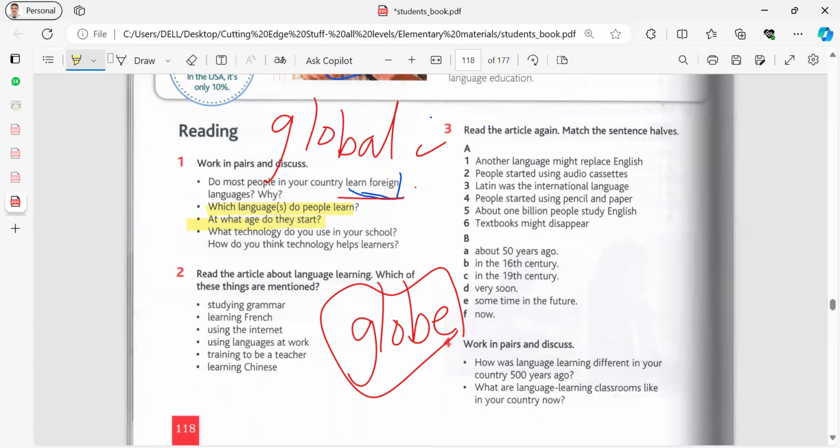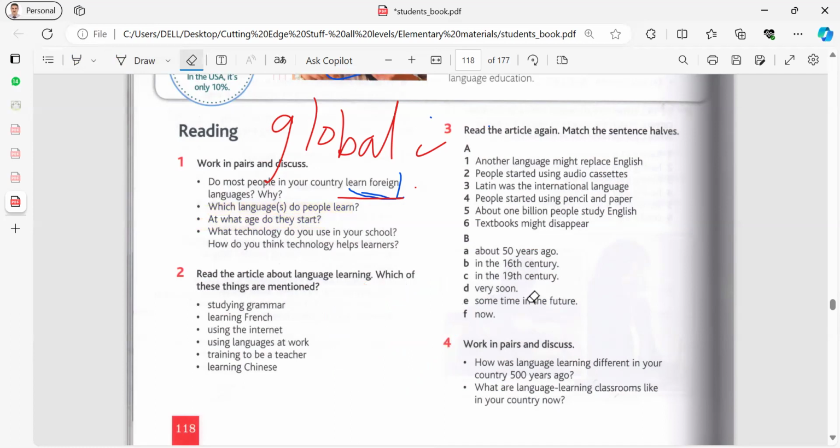At what age do they start? They can start when they are children, no problem. Young, yes. Why? Because learning another language when you are young is very useful and easy. But if you start learning another language when you are over, let me say, 20, 30, 40, it may be difficult for you. Now you are still young, so you can learn a language quickly, right? What technology do you use in your school?